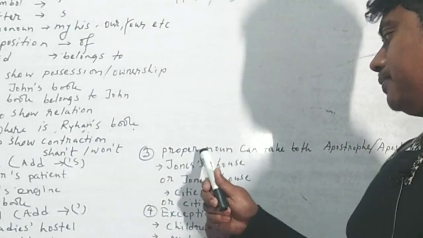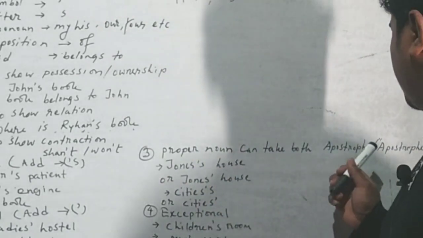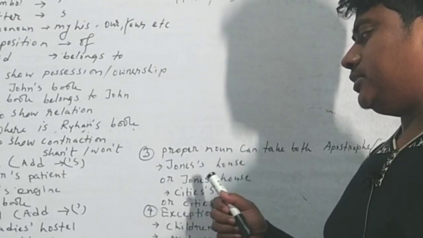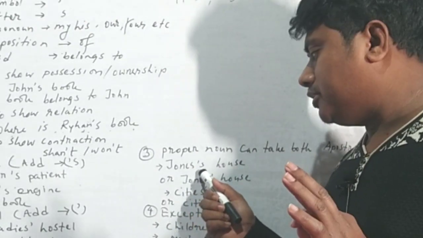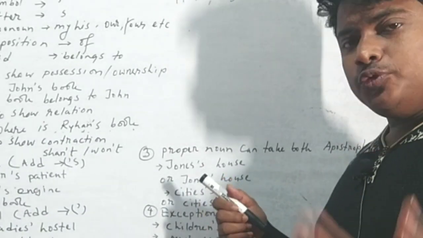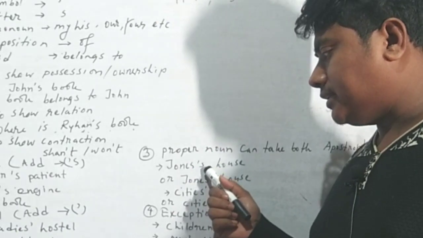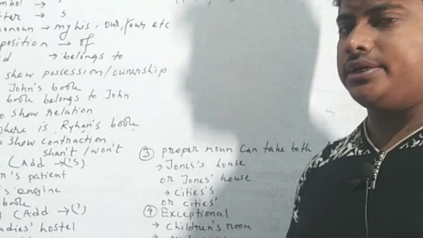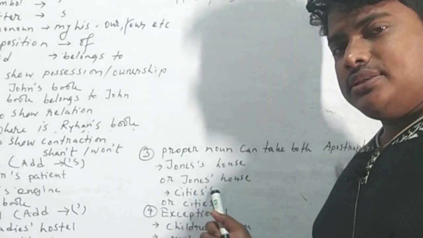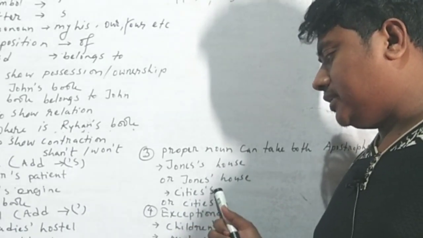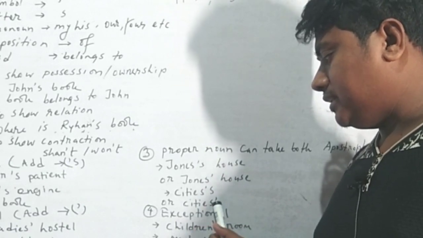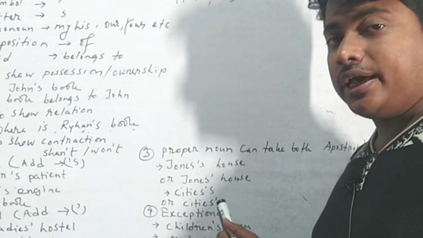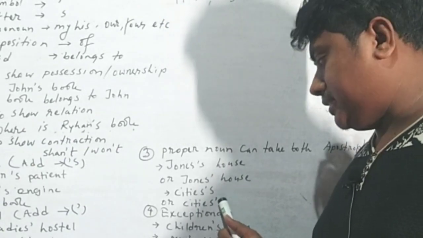Then the third format: when we find any proper noun, it can take both apostrophe or apostrophe s. For example, John's house. Here we already find the s, so we do not repeat it. We can use apostrophe s or just the apostrophe symbol, John's house, both are correct. Citizens', cities', here we included apostrophe s. If we use the latter way, cities', here s is already shown, we just add the apostrophe symbol, not repeat the s.